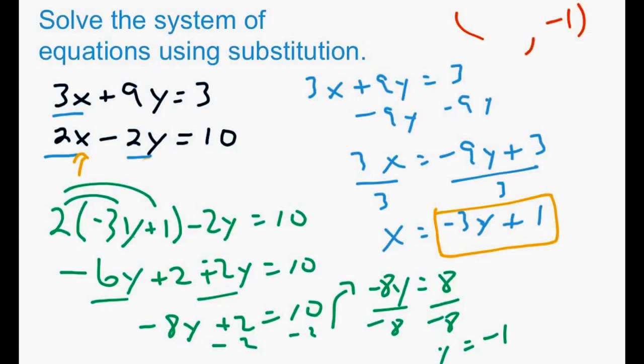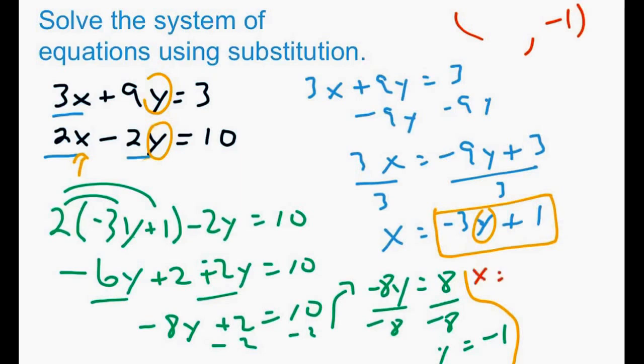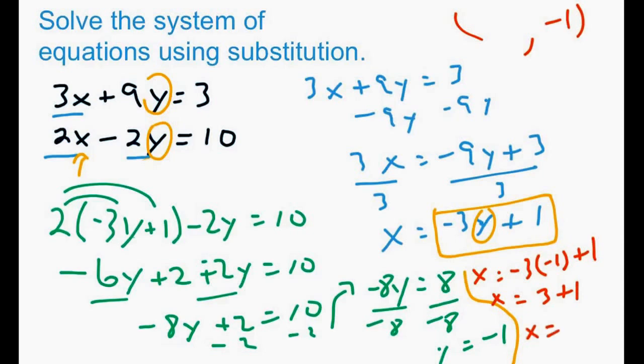I'm going to substitute that negative 1 in for y. I can do it there, there, or I can do it right there, which is the one I'm going to use. So let's take x equals negative 3 times y, which is negative 1, plus 1. Negative 3 times negative 1 is positive 3. And 3 plus 1 is 4. So my x value is 4. And then once again, if you want to just be 100% sure, plug these into both of the original two equations and see if it works.